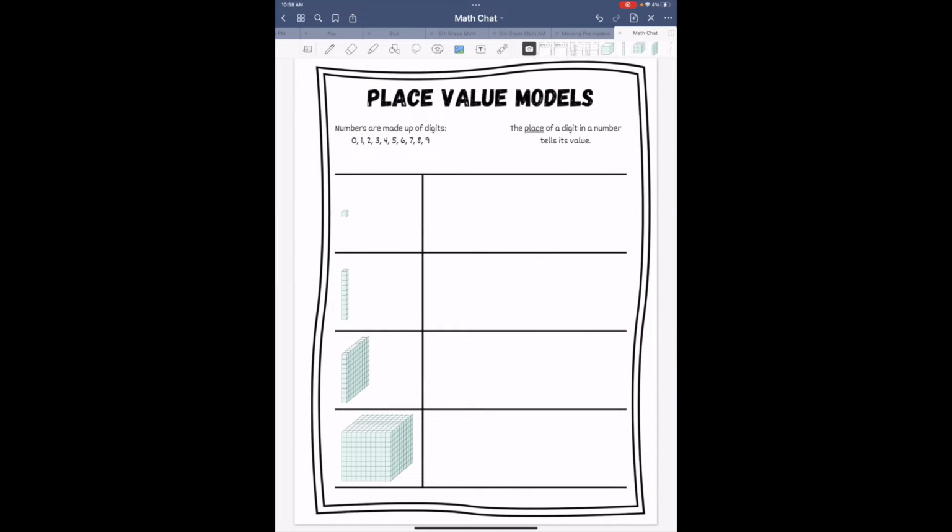Talk about place value models. Place value models are these place value blocks that allow us to visualize what numbers are, because numbers aren't really real, they just stand for something.